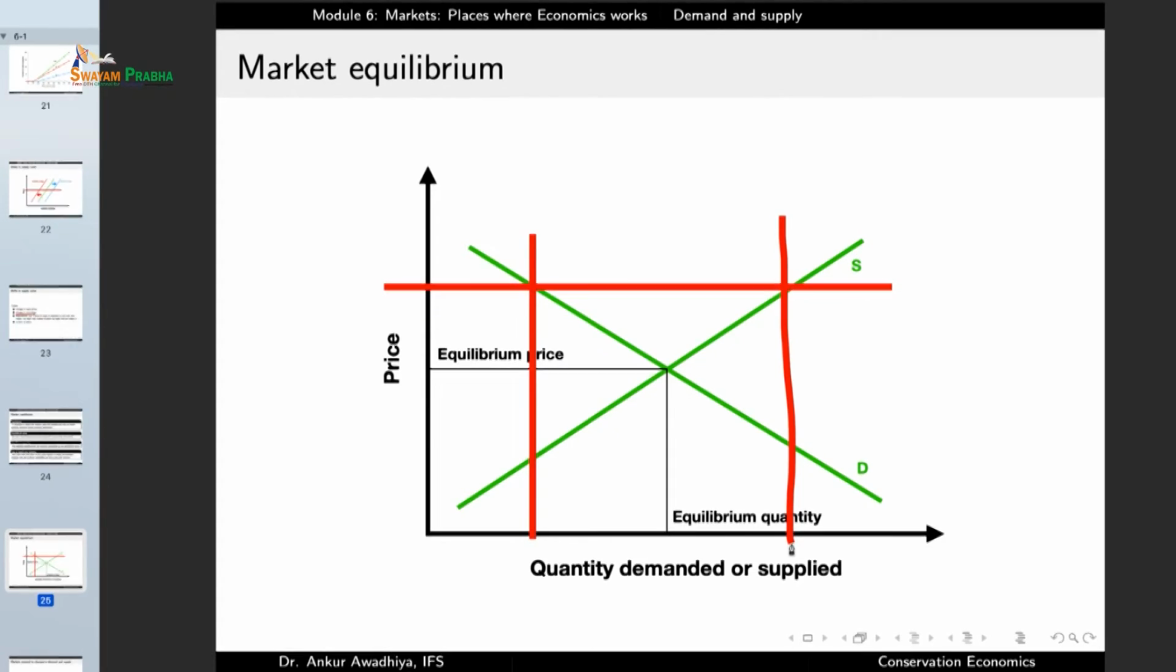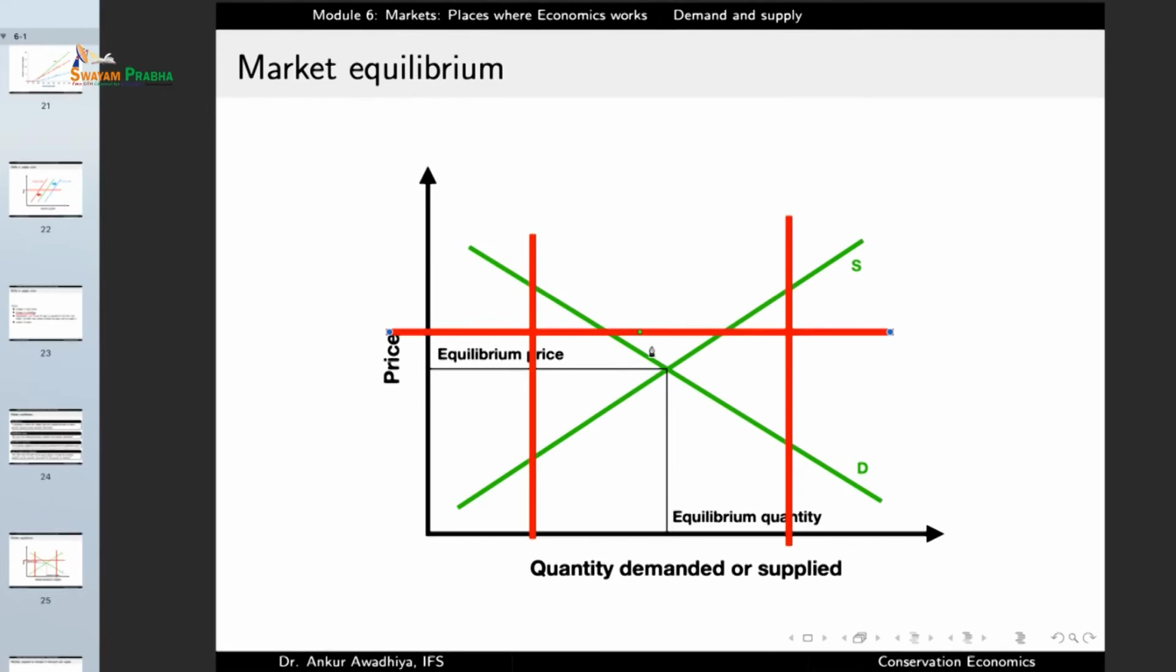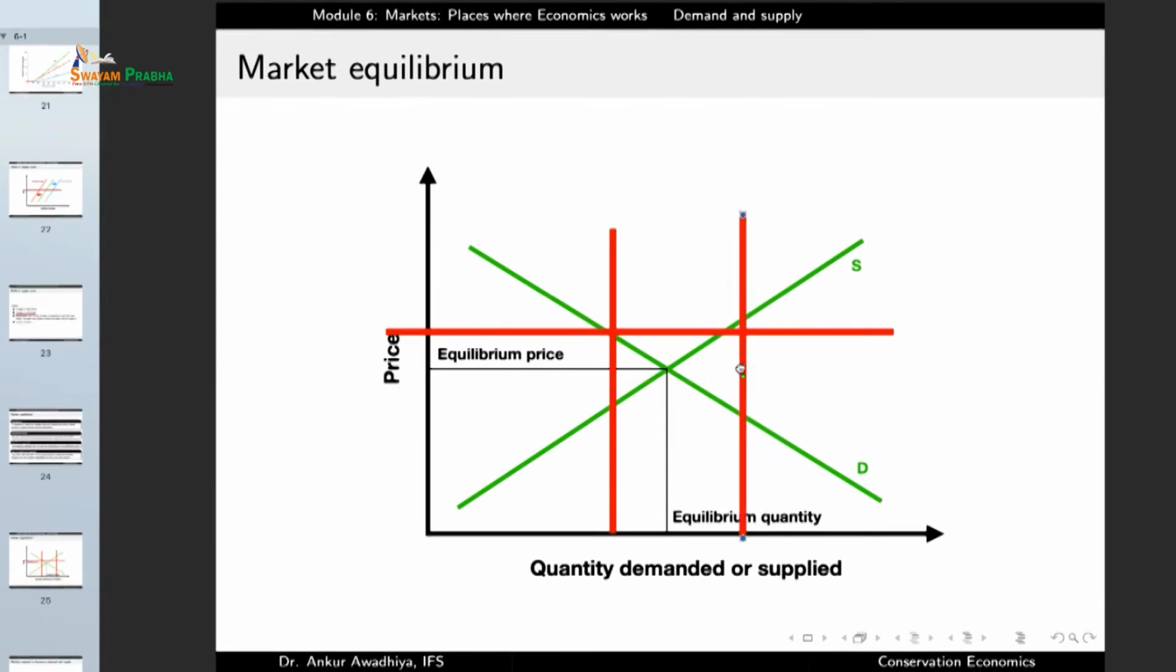So there is a difference between the quantity that is demanded and the quantity that is supplied. If the price goes down, the quantity that is demanded will increase, because remember, when prices go down, the quantity demanded goes up. Whereas, because the price has gone down, the quantity that is supplied will also go down because of the law of supply. So now you have less of a difference between the quantity demanded and the quantity supplied, but still there is a difference.